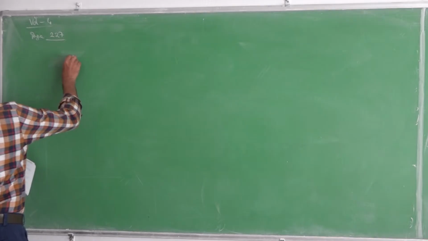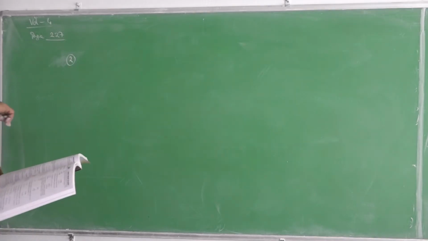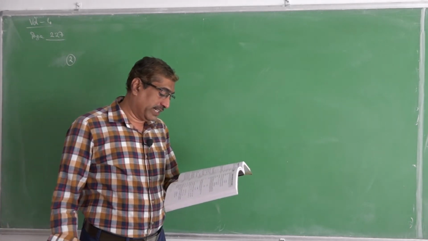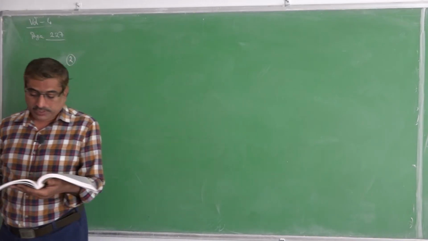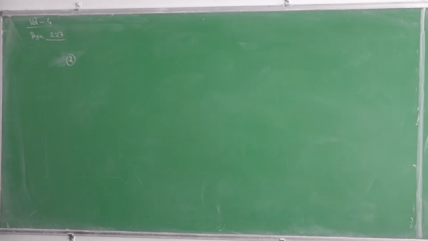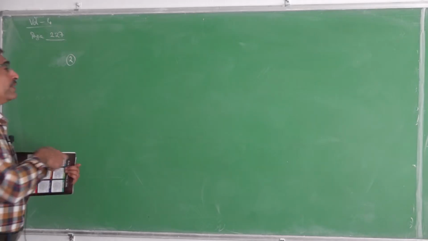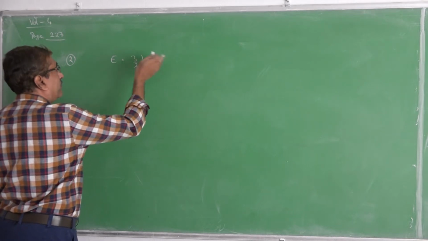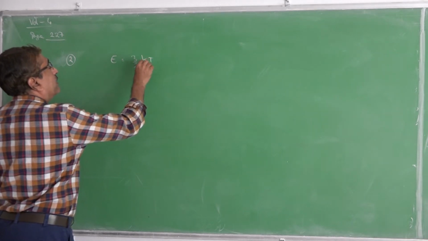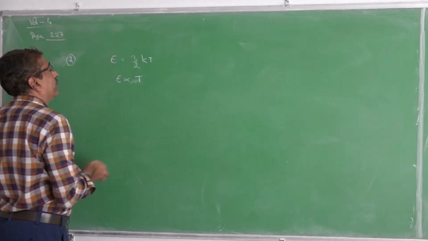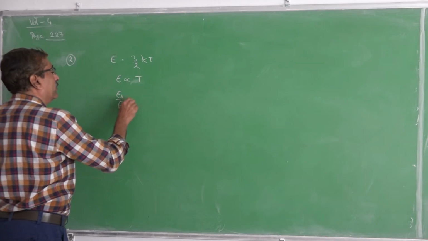Next, second one. At which of the following temperatures would a gas molecule have twice the average kinetic energy that they have at 20 degrees centigrade? You know, the average kinetic energy of a gas molecule is 3 by 2 kT or 3 by 2 RT, whatever it is, n kT. So here E is proportional to T. Therefore, E1 by E2 is equal to T1 by T2.